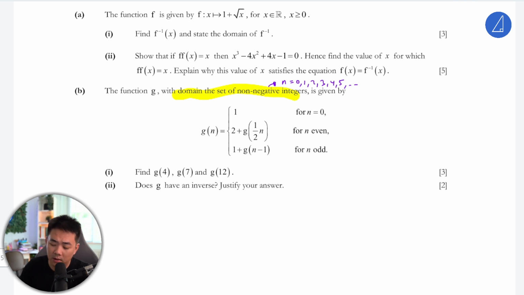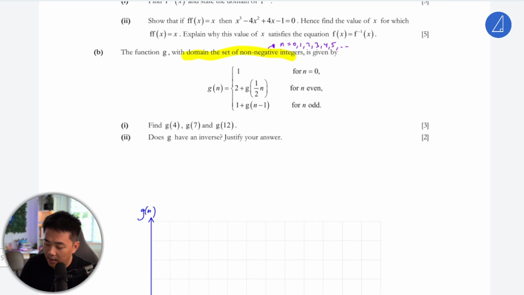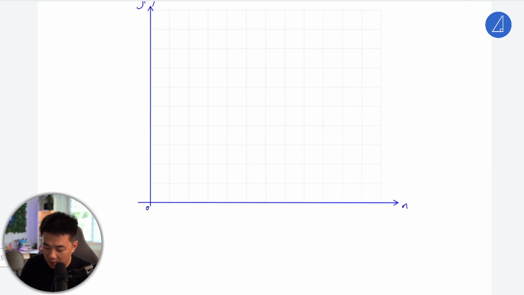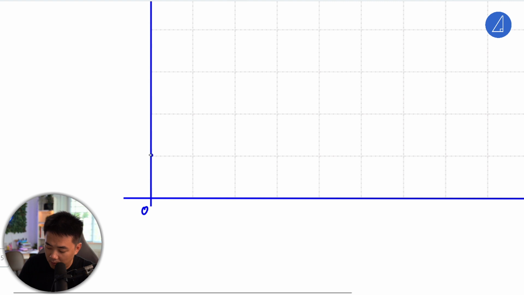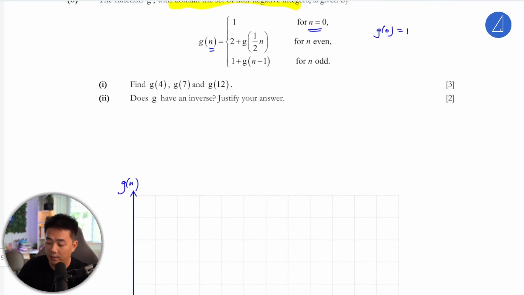So I'm going to try and plot the graph and understand what's going on. I like to start by looking at n equals 0. For n equals 0, g0 is 1. Essentially, if I plot this graph, g0 is 1 over here. Great. Then I move on to the next one.